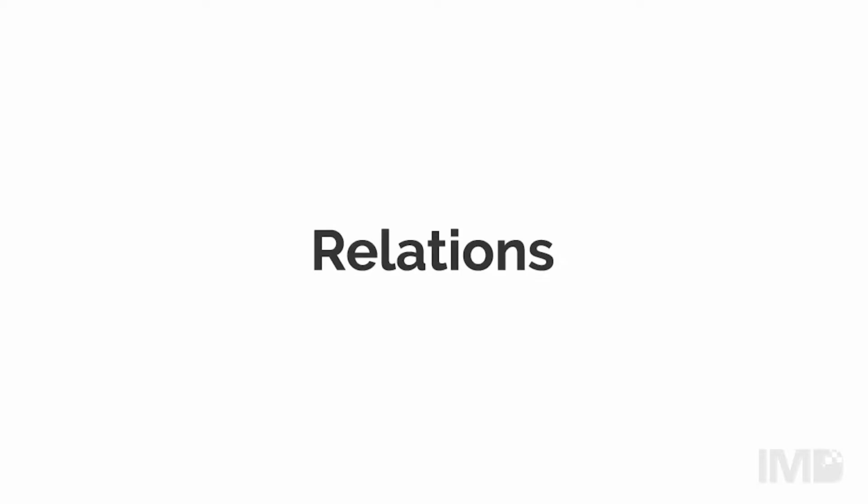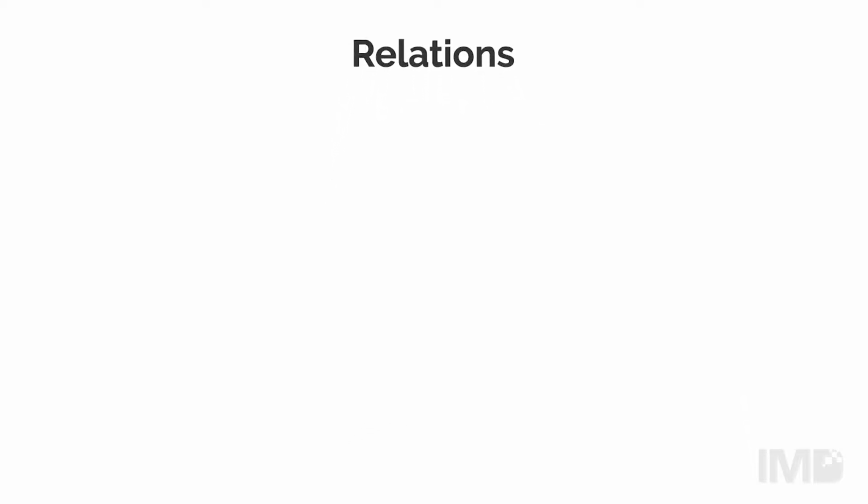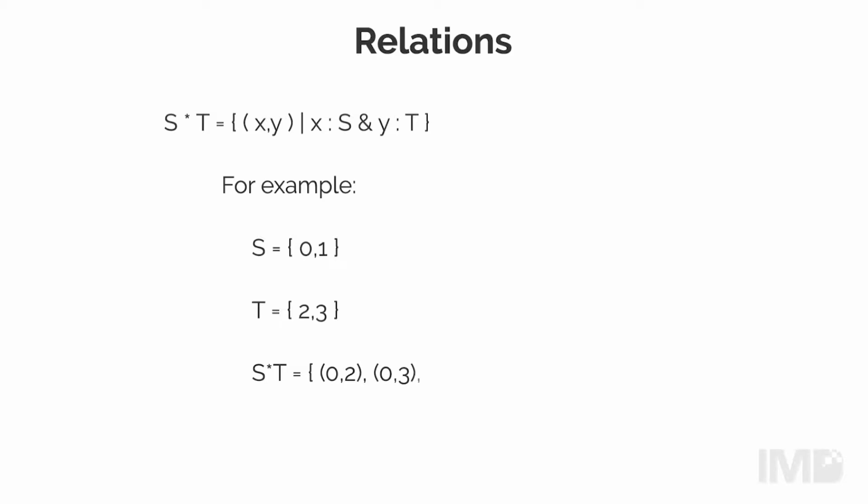First, let us talk about Cartesian products. Let us suppose we have a set S and a set T. The Cartesian product of S and T, which is represented with S star T, is a set composed of all pairs X and Y, where X comes from the set S and Y comes from the set T. For example, if S is equal to the set 0 and 1, and T is the set 2 and 3, we have that the Cartesian product of S and T is a set composed of the pairs 0 and 2, 0 and 3, 1 and 2, 1 and 3.